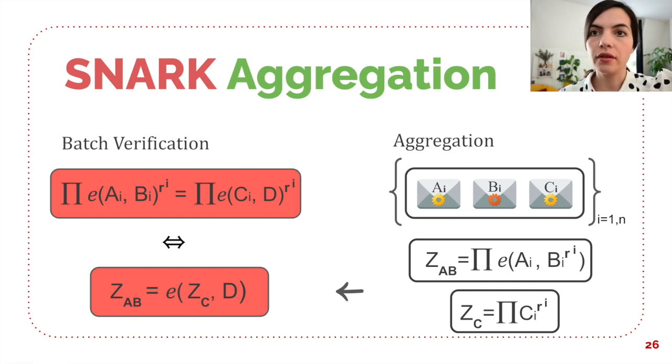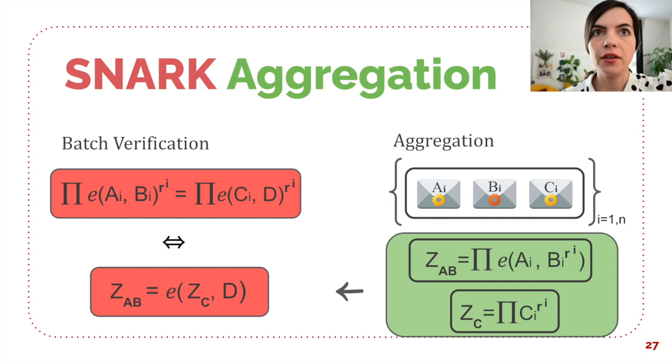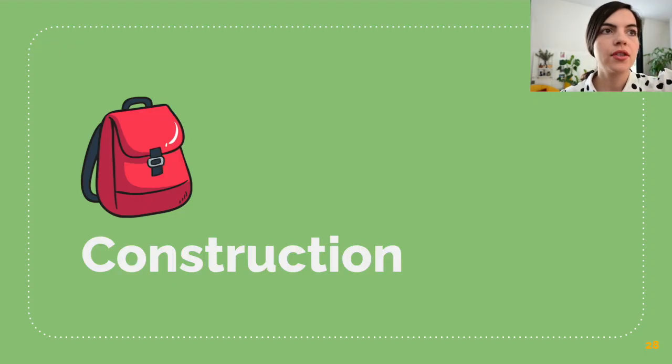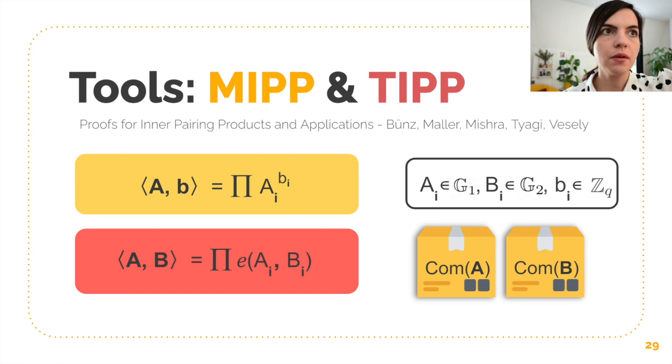But all the prover needs to show us is that ZAB and ZC were correctly constructed, starting from the initial proofs A_i, B_i, and C_i. So let's go into more detail about this construction, the proving of ZAB and ZC.